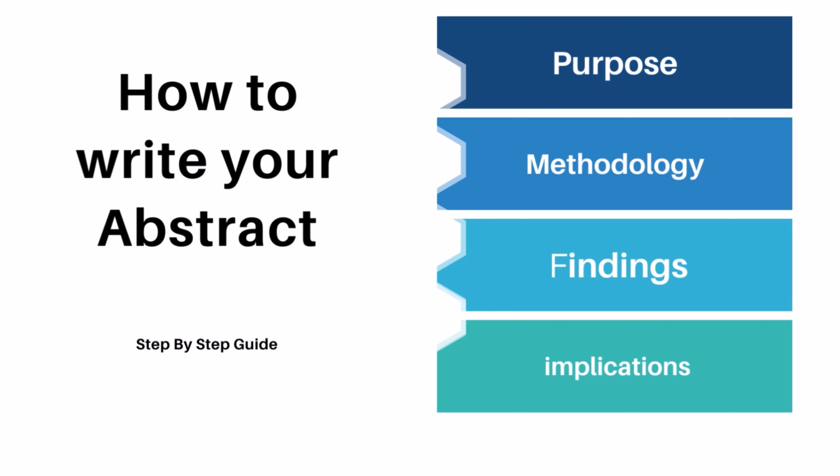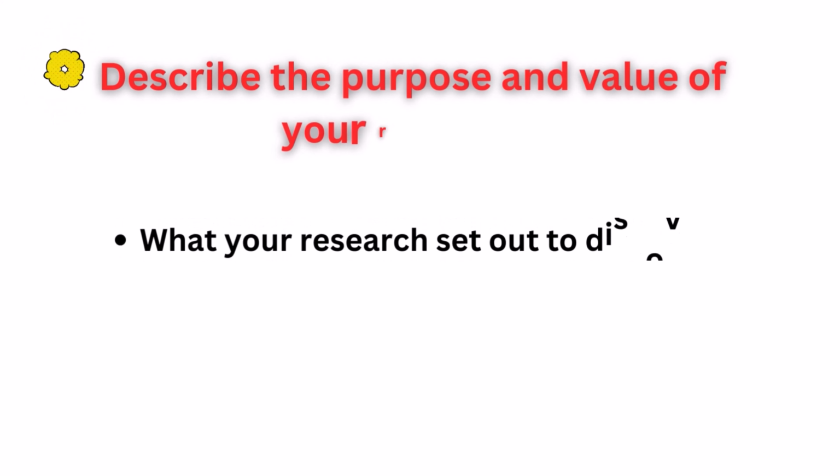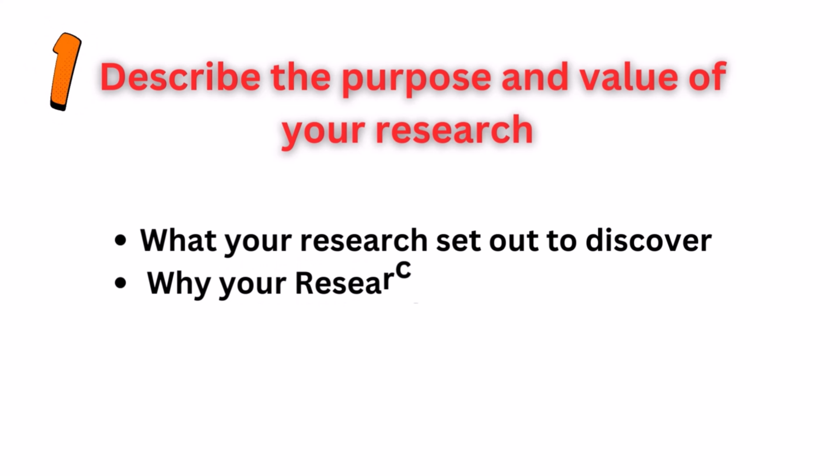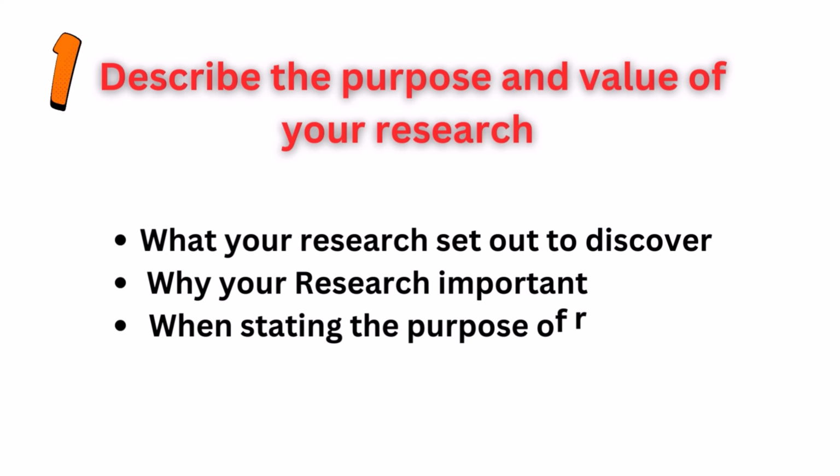Alright, your abstract should cover 4 important aspects of your research: the purpose, methodology, findings, and implications. Therefore, the structure of your dissertation or thesis abstract needs to reflect these 4 essentials. Step 1. Describe the purpose and value of your research. Here you need to concisely explain the purpose and value of your research. In other words, you need to explain what your research set out to discover and why that's important.